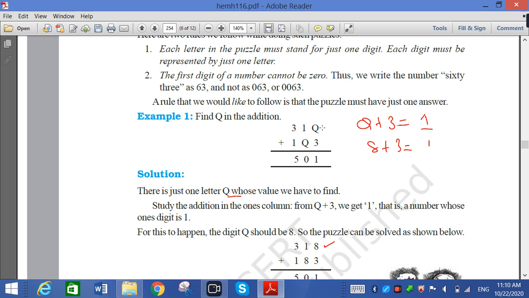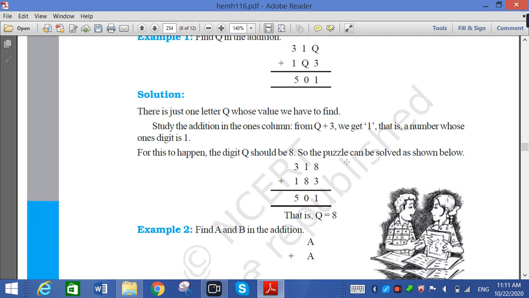Again, whatever both are the same, if you see Q again. So if I write 8, I have to write 8 here. So carry 1. So 10, again carry 1 to get 5. So that is one of the puzzles that you can also solve.